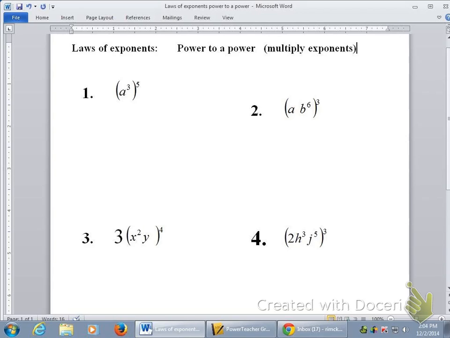To start off here, first I'm going to do the first one the long way. The long way would be to write everything out in expanded form, and we know that a to the third is a times a times a. So I've got that 5 times, so I have to do it 5 different times. So if I simplify that, everybody can see that it's quickly a to the 15th. But of course that is the long way.